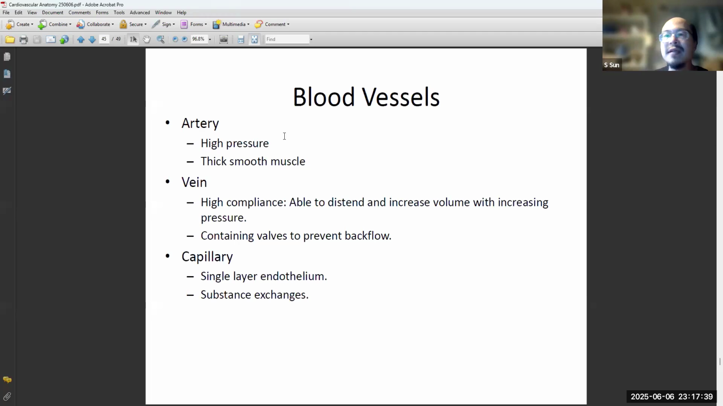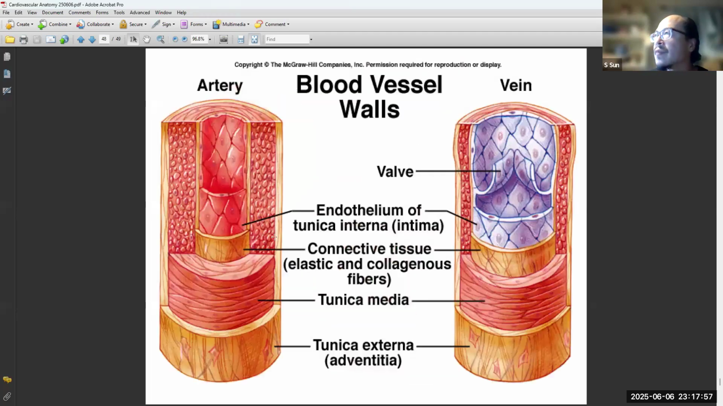So high compliance, meaning that it can expand. The vessel wall is thinner, so it's easier to expand. If you need to accommodate more fluid, it can expand. The vein wall also has valves, so we will look at that right here. So the artery and the veins. Let's look at this picture. We have this picture in the lab. The difference between artery and veins is that artery is thicker, veins thinner. Another thing is that veins have valves. So when blood flows through, it prevents the backflow. We will look at this one later again.